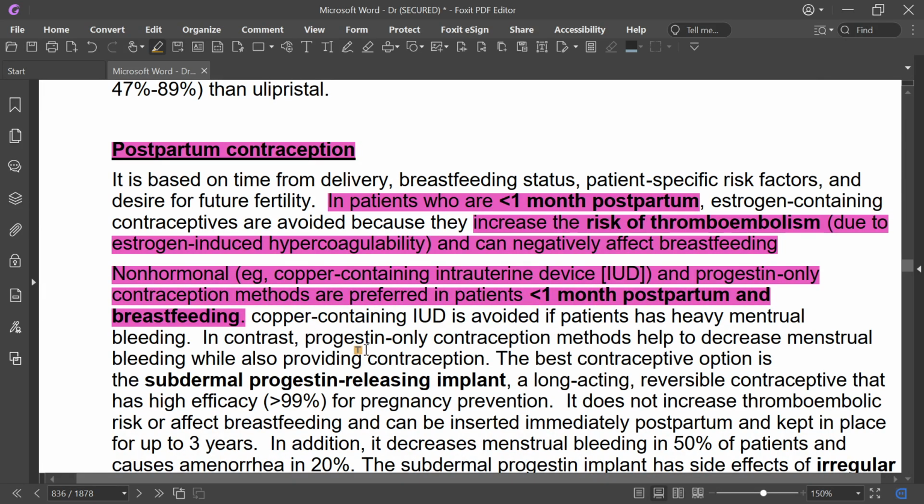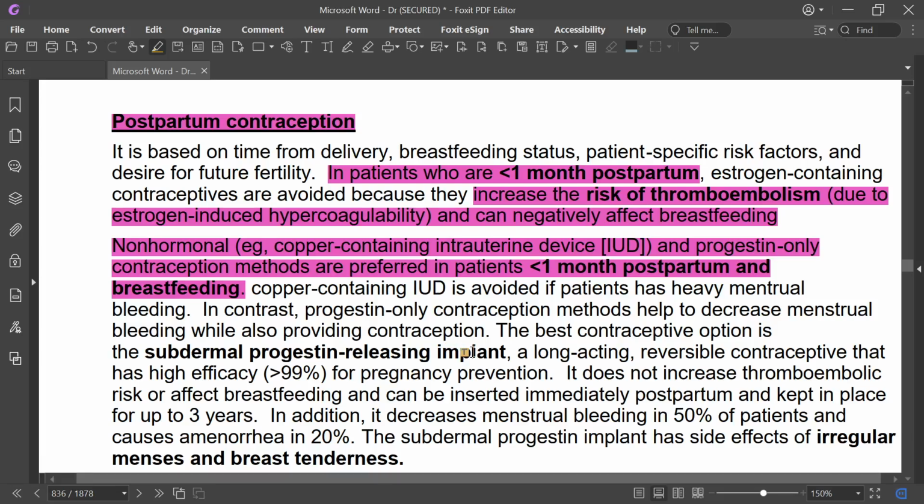Copper-containing IUD is avoided if patients have heavy menstrual bleeding. In contrast, progestin-only contraception methods help to decrease menstrual bleeding while also providing contraception. The best contraceptive is the subdermal progestin releasing implant.